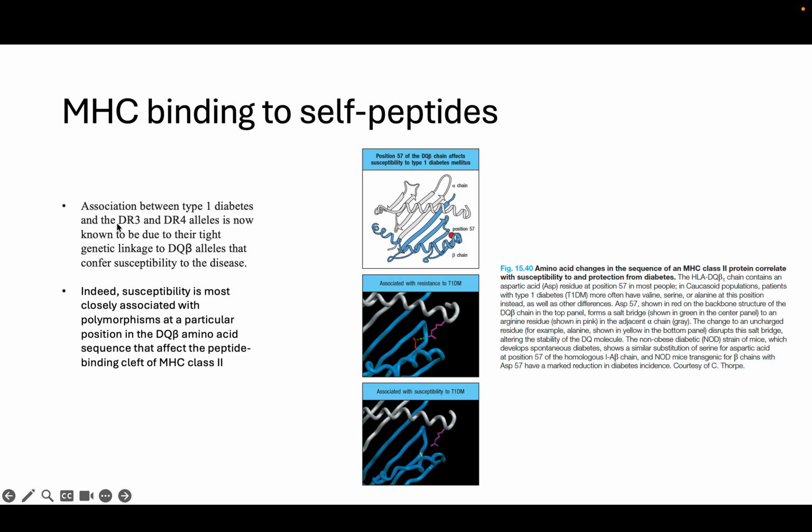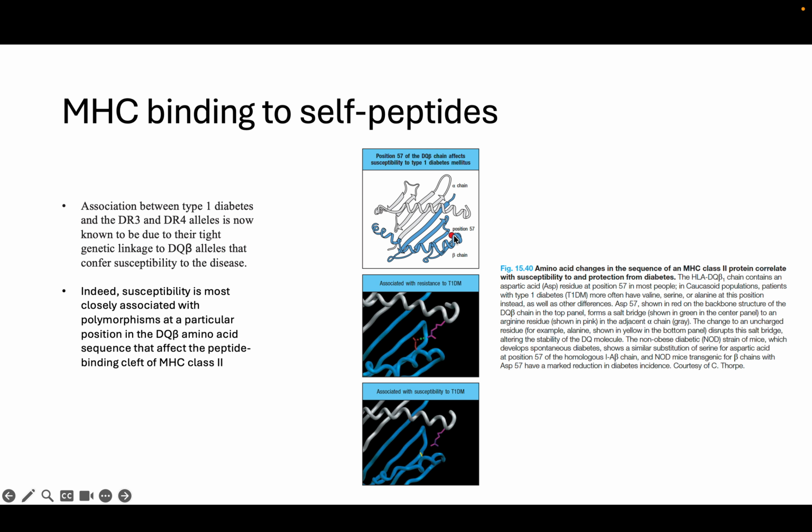What they see with the DR3 is that sometimes certain amino acids are affected. There's a SNP that usually occurs in the beta alleles, so mostly in the beta chain. This DR3 is encoding for both the alpha and the beta chain, but it's mostly in the beta chain. You see this in position number 57.